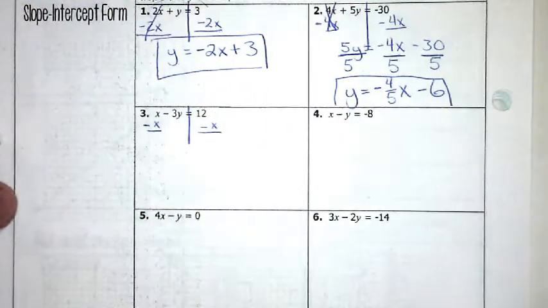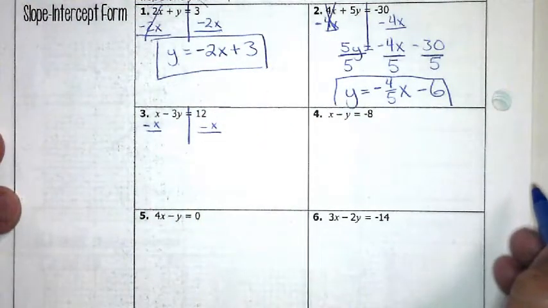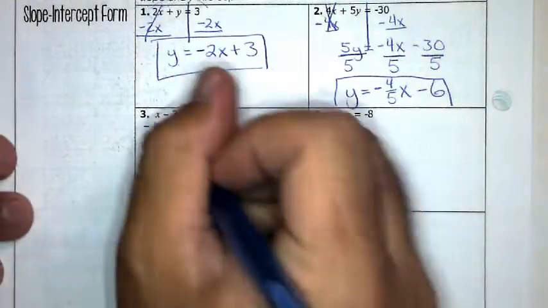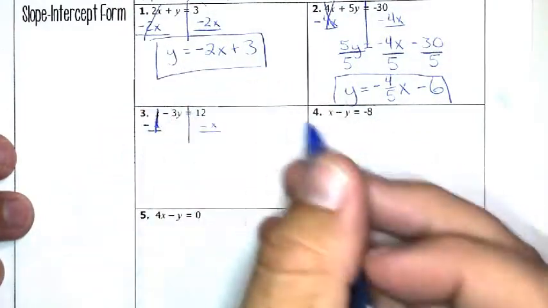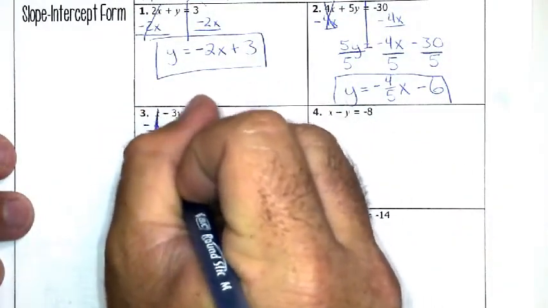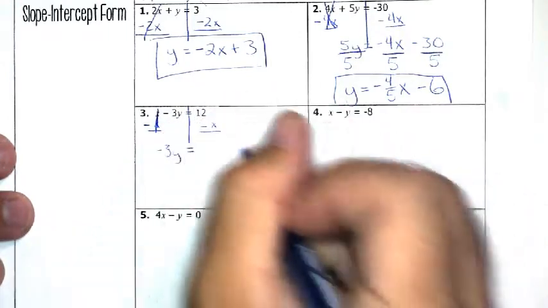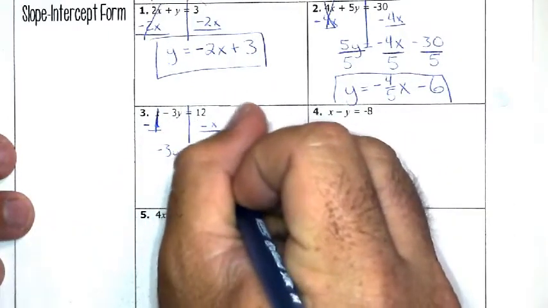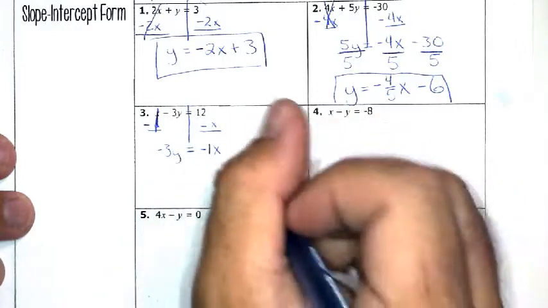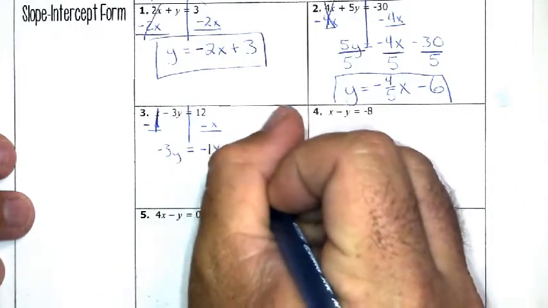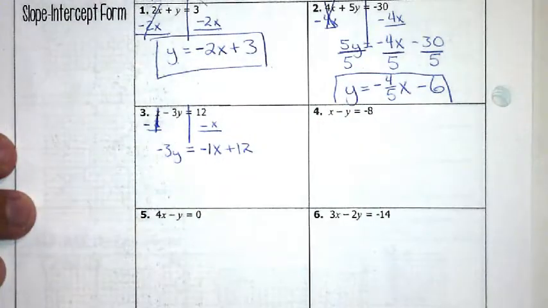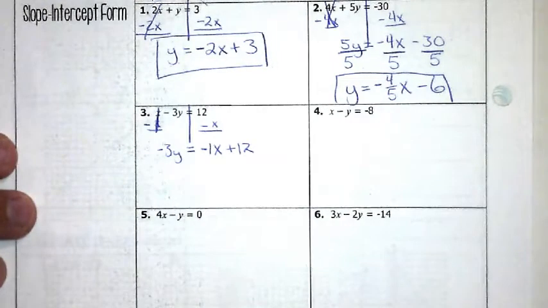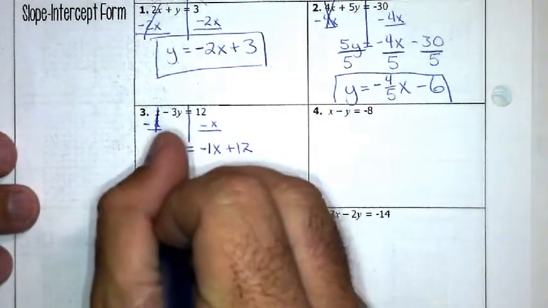Now it's completely gone from the left, and I'm left with negative 3y equals negative x, which is technically negative 1x plus 12. The goal is to get y by itself. So the only way to get y by itself and leave it on the left-hand side is by doing division.